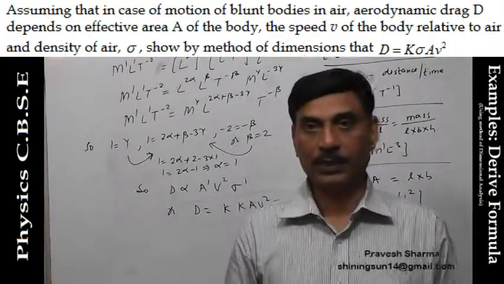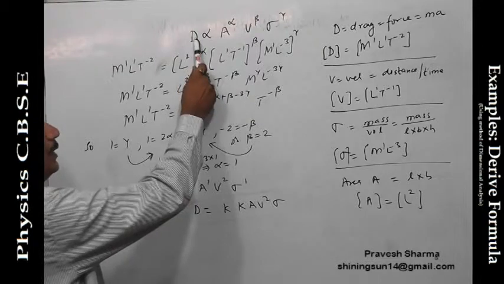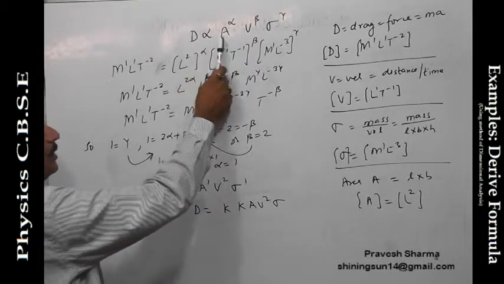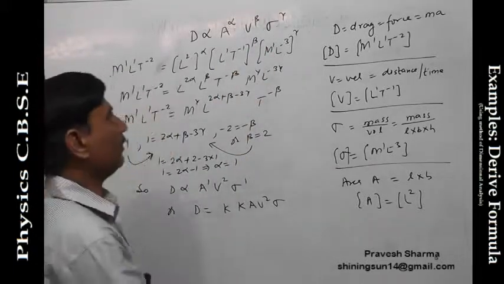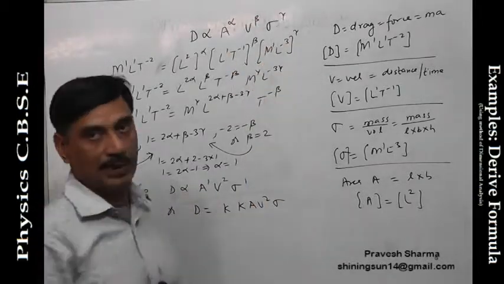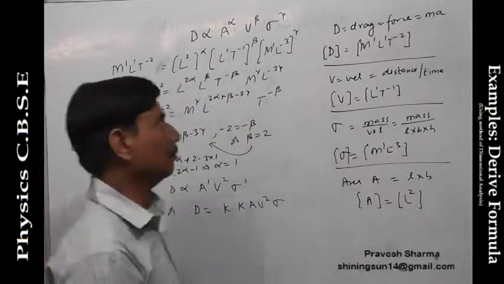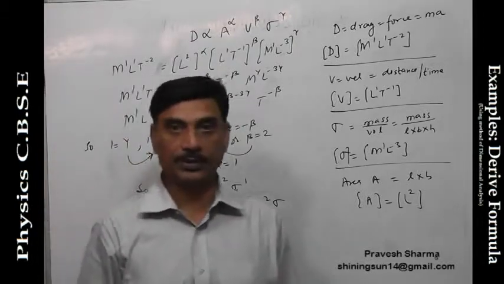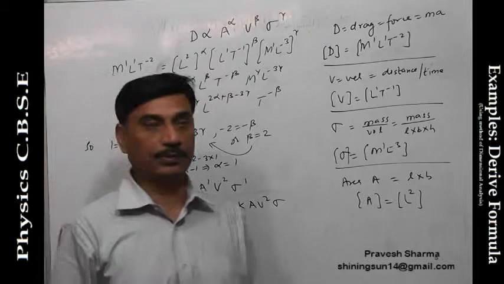So as usual, first of all, we write what the factors are on which drag depends. Drag is dependent on A, V and rho. How it is dependent, we have taken as alpha, beta and gamma. You could have also taken them as a, b and c, that is not a problem. But generally, writing a over here may create confusion for some students, so I have taken alpha, beta and gamma so that there is no confusion.